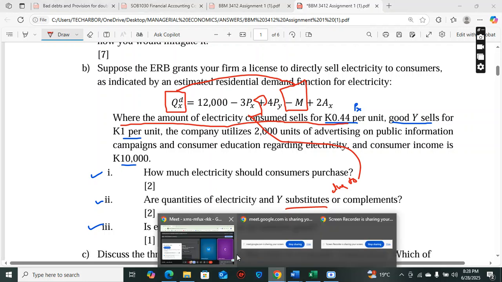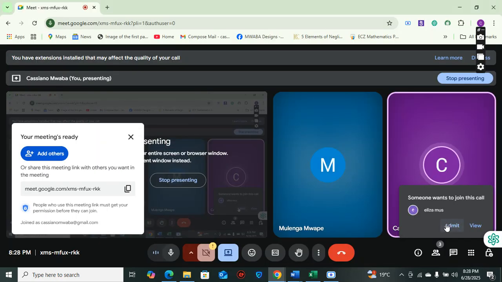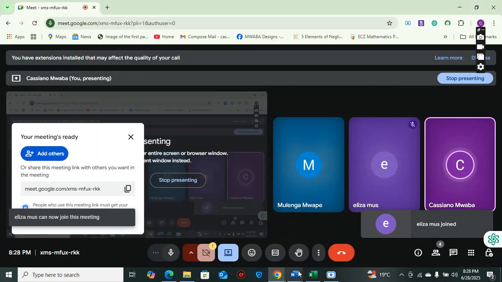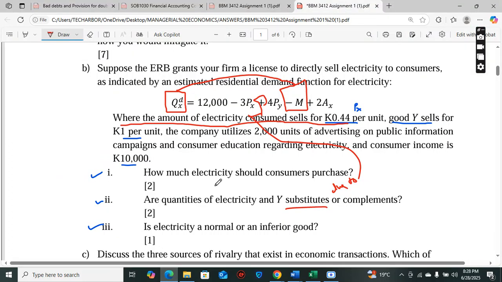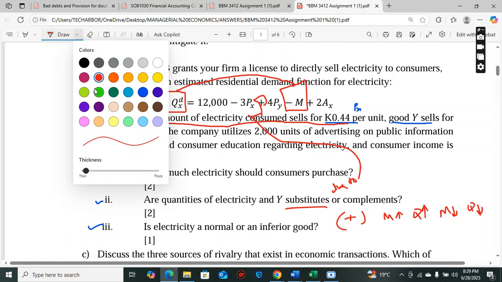So normal good, when your income rises, you buy more of that good. If your income drops, you buy less of that good. So normal goods, that's a positive relationship, right? When your income increases, you buy more of the good. When income increases, M increases, Q also increases. If your income drops, you buy less of the normal good. That's a positive relationship. Then inferior goods, if your income increases, you buy less.